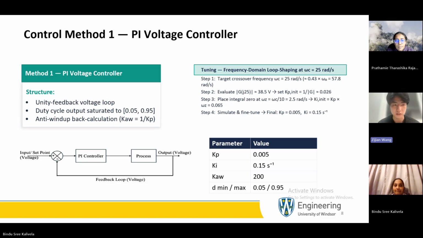First, we set the target crossover frequency at 25 radians per second. Second, we calculated an initial Kp of around 0.026. Third, we placed the integral zero to get an initial Ki of 0.065. And fourth, we ran simulations and fine-tuned the values. The final parameters are Kp equals 0.005 and Ki equals 0.15. Next slide.